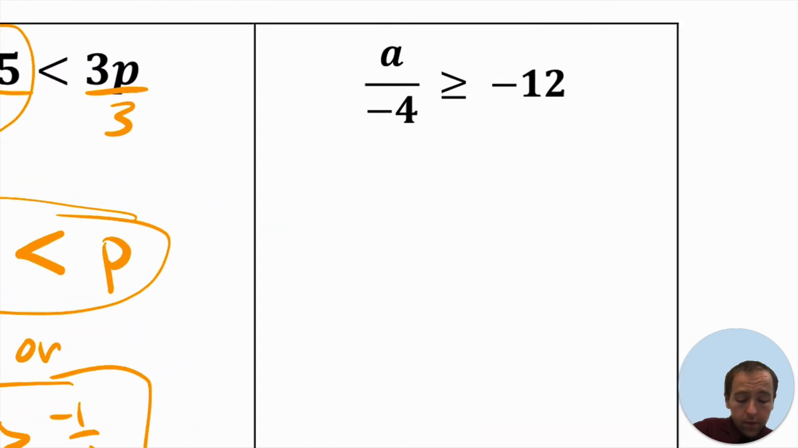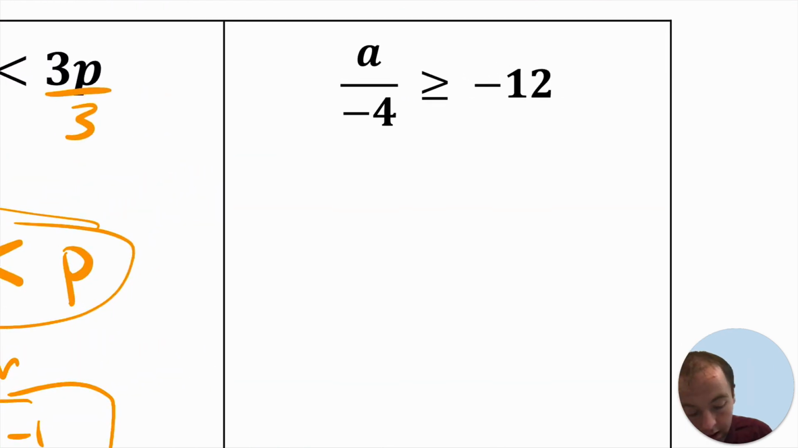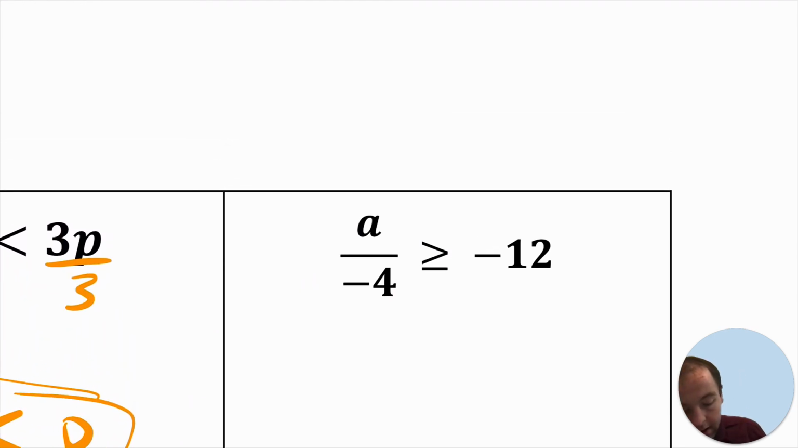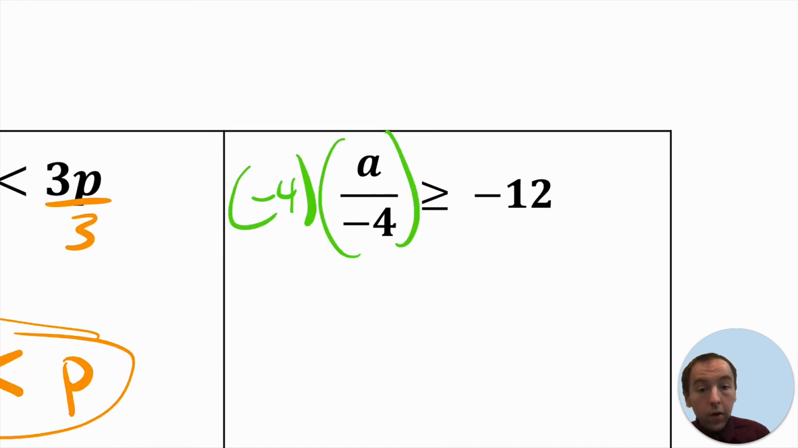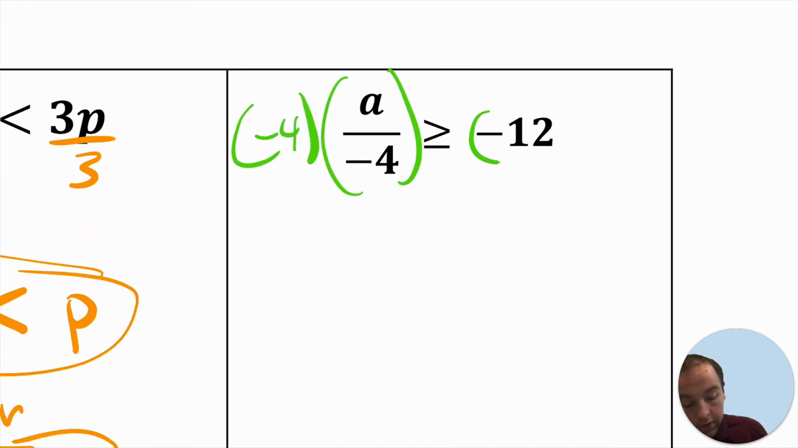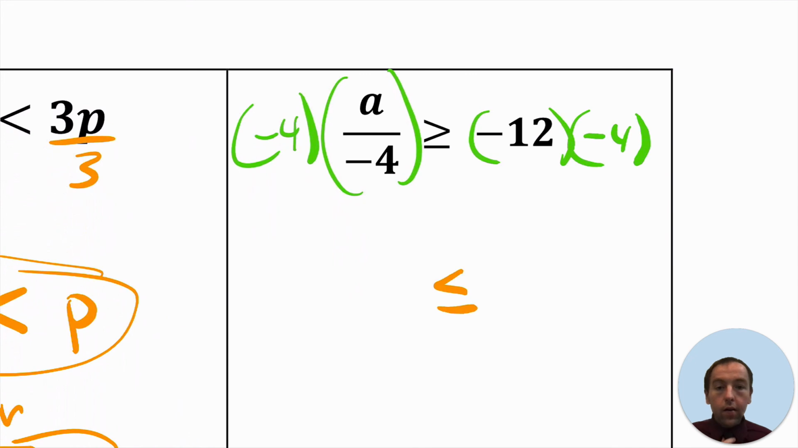All right, and then for this one right here, we just need to get rid of the dividing by -4, undo that to get the a alone. So that means that you're going to have to multiply this side here by -4. Because we're multiplying by a number that is negative, the direction of the inequality is going to have to change here. So it will become a less than or equal to rather than a greater than or equal to.